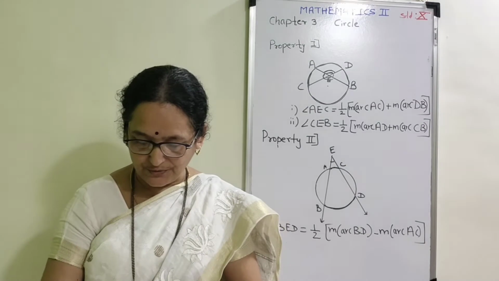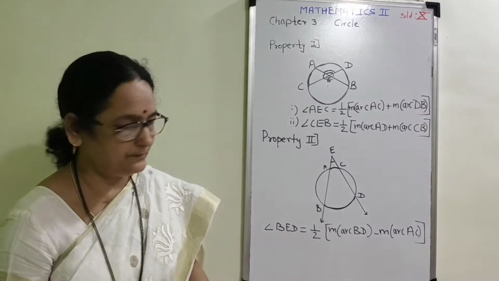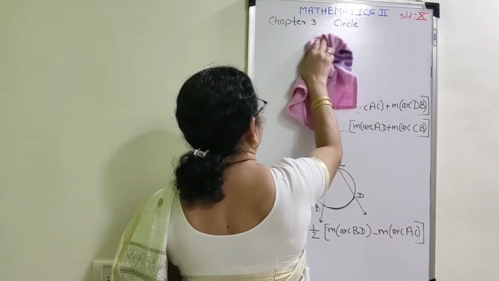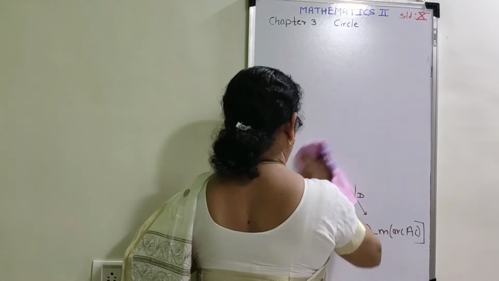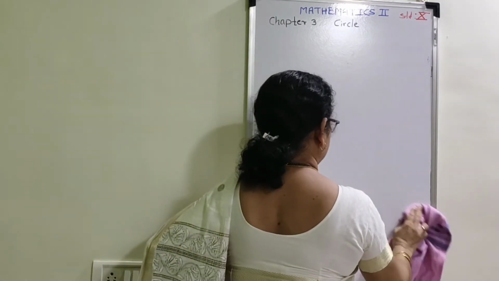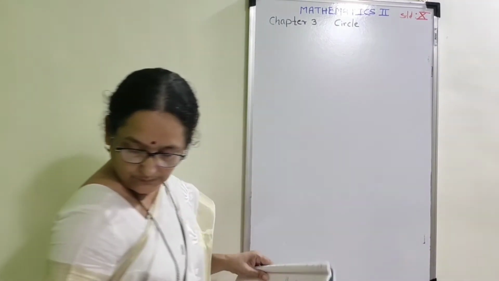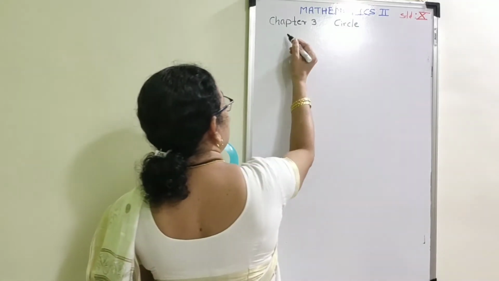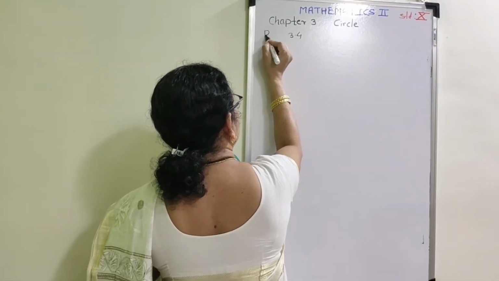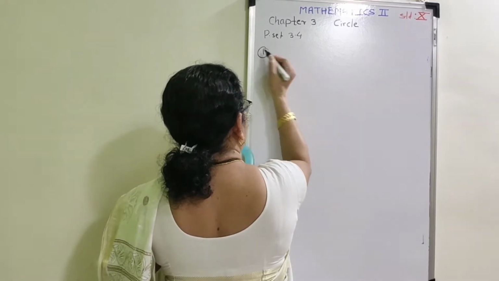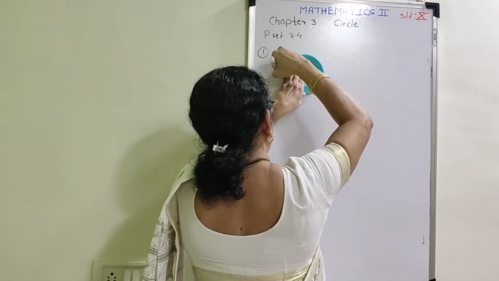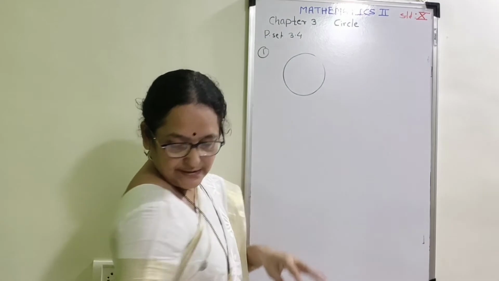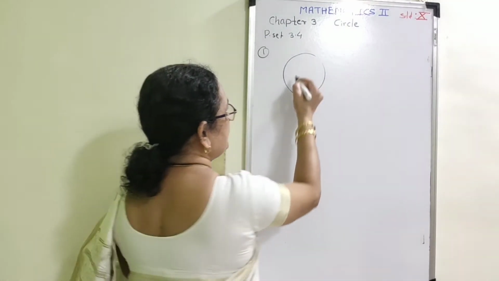Now students, we are going to start practice set 3.4. Remember all these examples with the help of the figures and use the properties. There are small 3-4 questions at a time. Decide which question you are going to solve first of all.